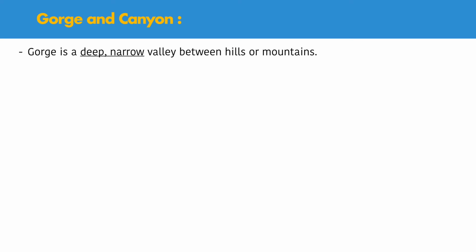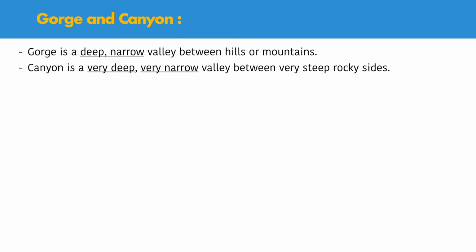Gorge and canyon. First, these two terms are geographic landforms that belong to a valley. If we have a deep, narrow valley between hills or mountains, we can call it a gorge. And if we have a very deep, very narrow valley between very steep rocky sides, it's a canyon. Personally, when I see a canyon, I imagine myself immediately having breath difficulties. So, to differentiate between the two, when you see a canyon but you don't imagine yourself having breath difficulties, it's probably a gorge.